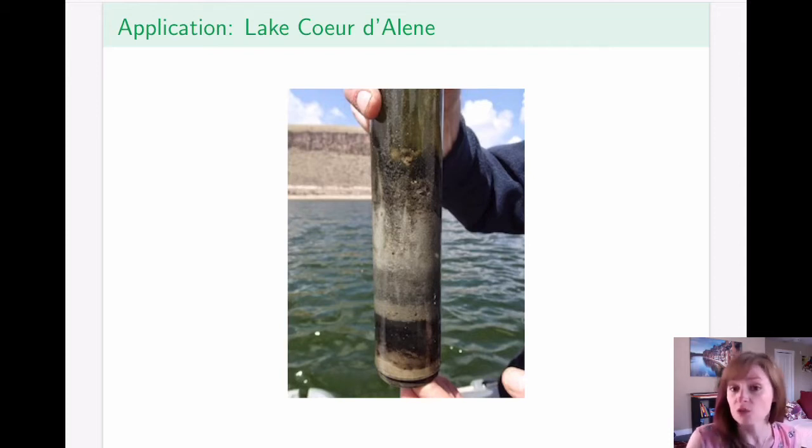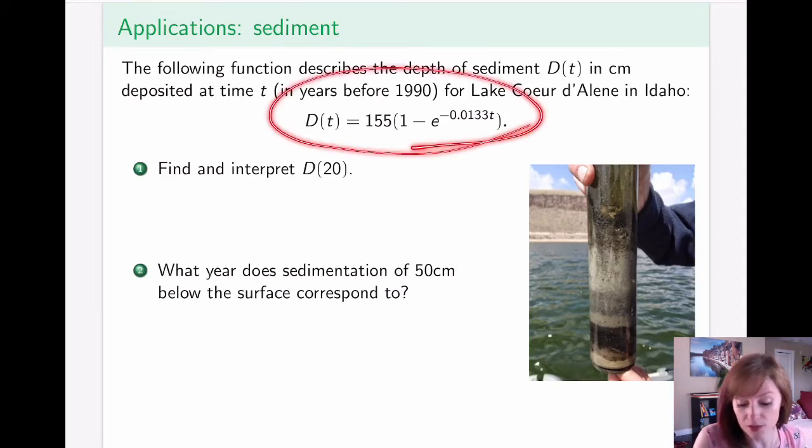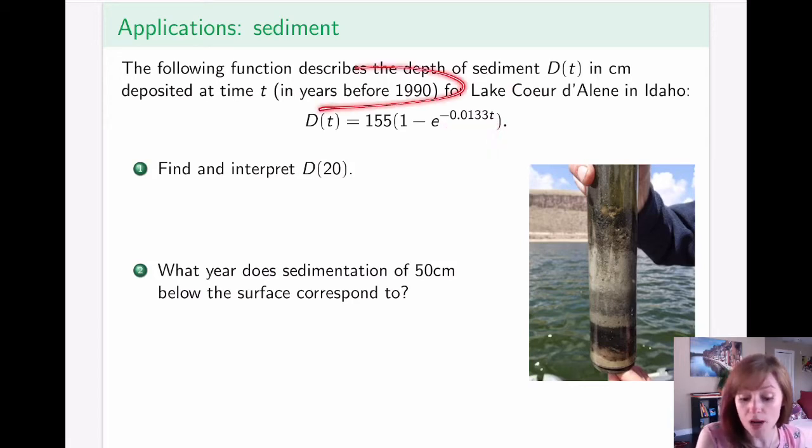All in all, researchers have been able to come up with a formula that describes the depth of the sediment, and it is given by this particular function. Notice here that the time t corresponds to years prior to 1990. So the year 1990 is 0, and as t increases, the time actually moves backwards.